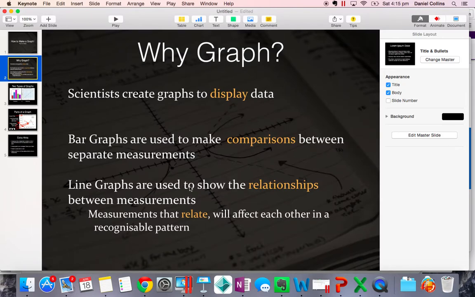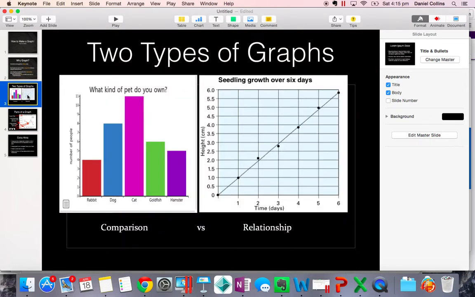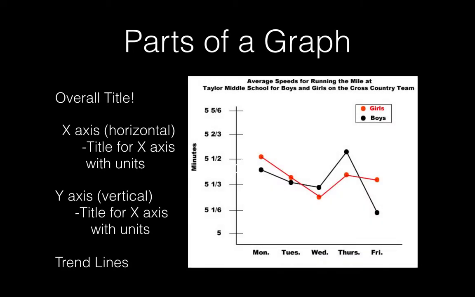Line graphs are used to show relationships between measurements. Measurements that relate will affect each other in a recognizable pattern. So here we have our line graph. We're looking at how seeds grow over a period of 6 days. You can see on the 0 day, before they started growing, they had a height of 0. Look, they've got some nice units there, which is excellent to see. Going up about 1 centimetre per day, roughly. Not exactly, but roughly. Let's have a look at the different parts of a graph now.